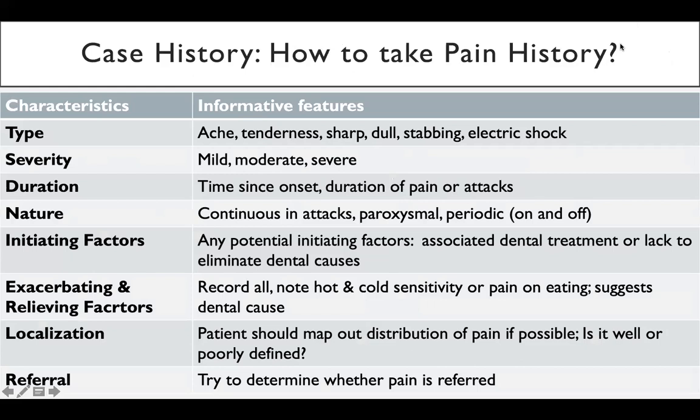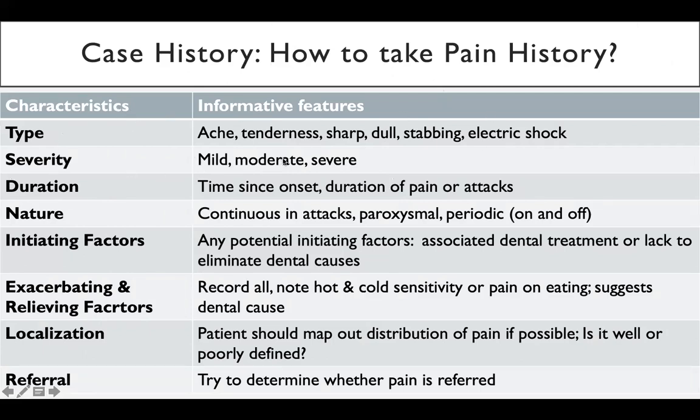And then how to take pain history, you must know by this time, but let's just divide it: the type of pain, the severity of pain, the duration of pain, the nature of pain, initiating factors, exacerbating and relieving factors, localization of pain, referral pain or referred pain. So type, we have ache, mild aches, sharp, dull, stabbing, electric shock, tender touch to pain. Which type of pain you have?